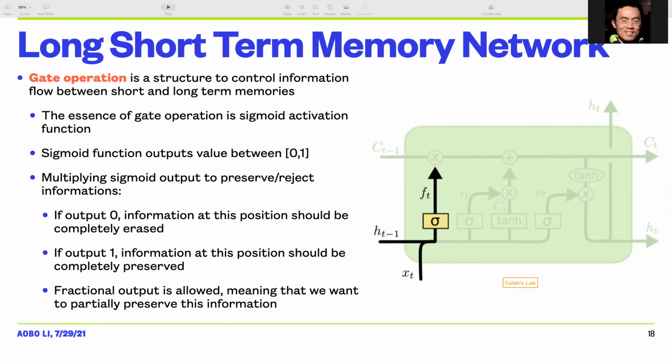Let's confirm that. When you say erased and preserved, what do you mean is whether this piece of information will be transferred to the C branch, is that right? Whether the C branch will use it or not? No, it's just, for example, if you have a single value 7, which represents some kind of information, and the gate gives you a 0 and you multiply 0 to 7, now you get 0. It means that 7 just disappeared.